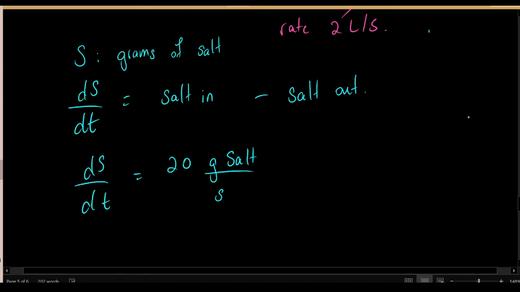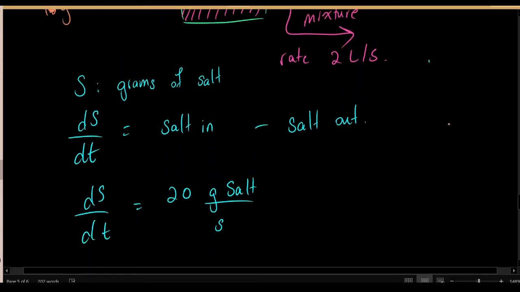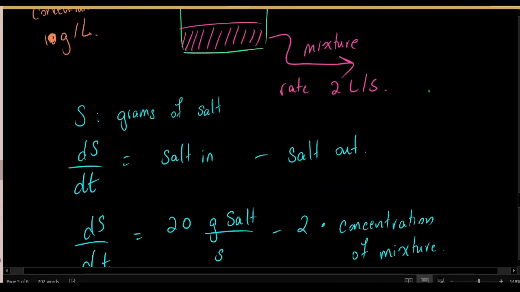Now to find the salt out, I'm going to need to do something similar. I'm going to need to take the rate at which the mixture is leaving the tank, in this case 2, and multiply it by the concentration of the mixture. But the question is, what expression can I write to represent the concentration of the mixture that is being dumped out of the tank?